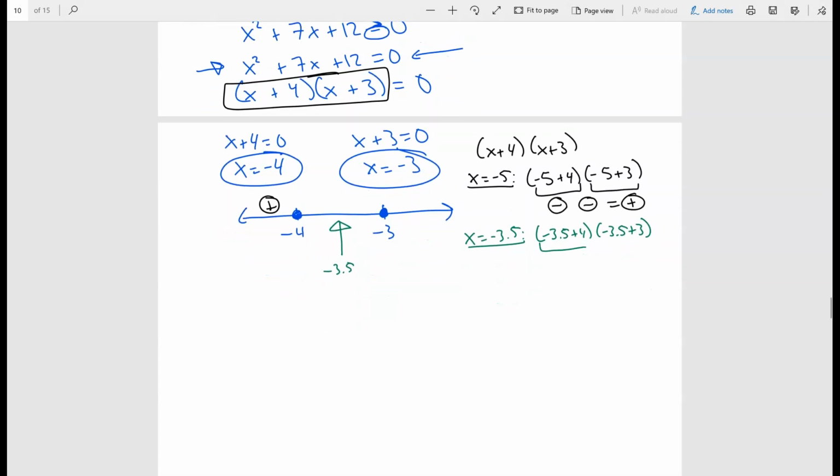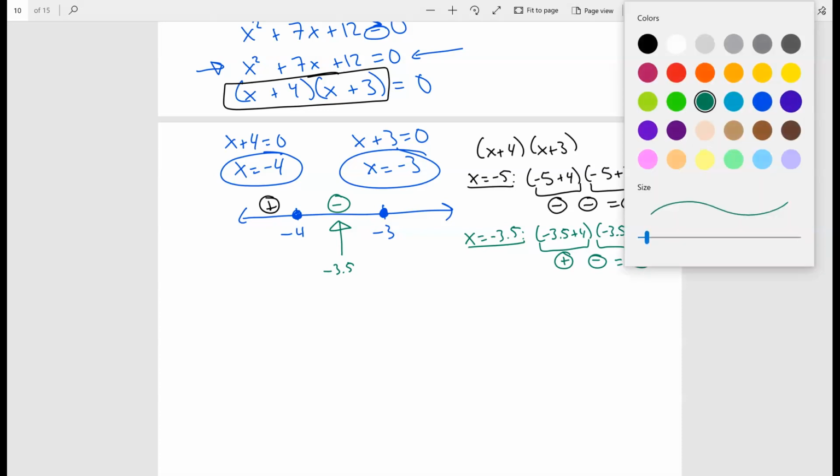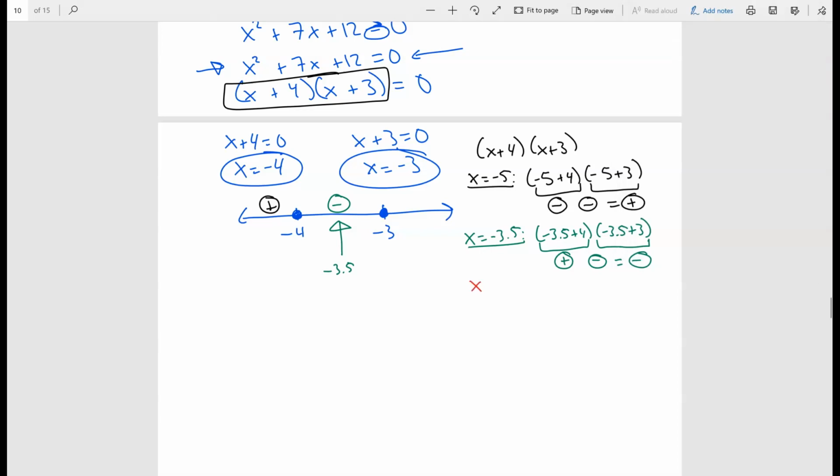So this is going to give me a positive number. This guy is going to give me a negative number. A positive and a negative give me a negative. So here in this interval, you're going to get negative numbers. And then let's pick something that's greater than 3. The easiest number is 0. So x equals 0 right here. So I'm going to plug in 0 plus 4 and then 0 plus 3. So all I'm doing is plugging it in here. So this guy's going to give me a positive number. This is going to give me a positive number, a positive and a positive give me another positive.